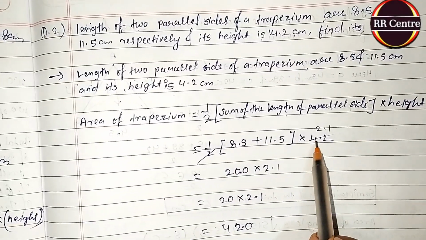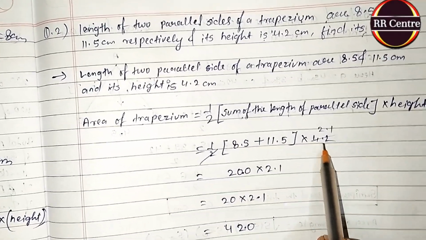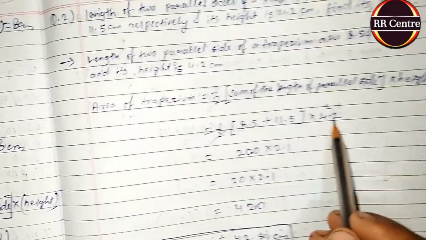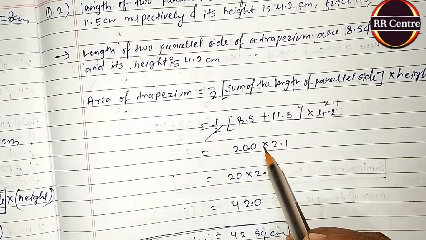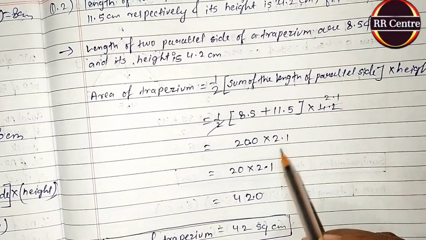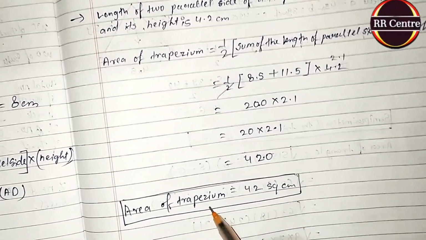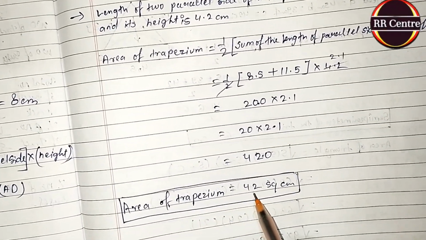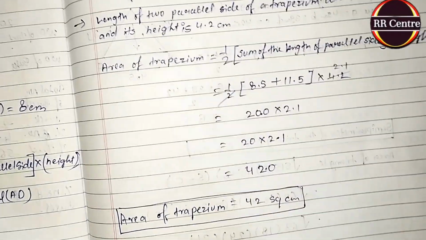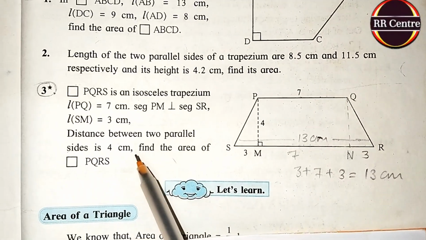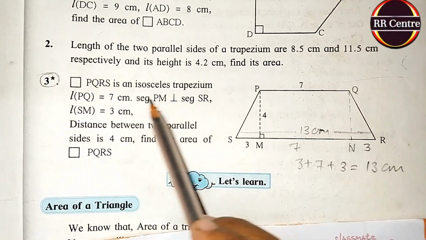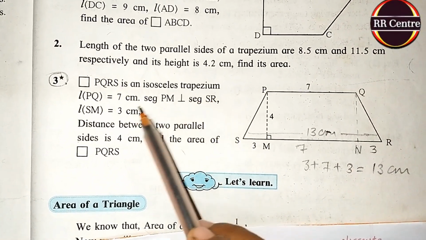So get cancellation. 2 1s are 2, then 2 2s are 4 and 2 1s are 2. Now 20.0 multiply 2.1 is equal to 42.0. So area of trapezium is equal to 42 square centimeter. Let's see third question. So third one, quadrilateral ABCD is an isosceles trapezium.